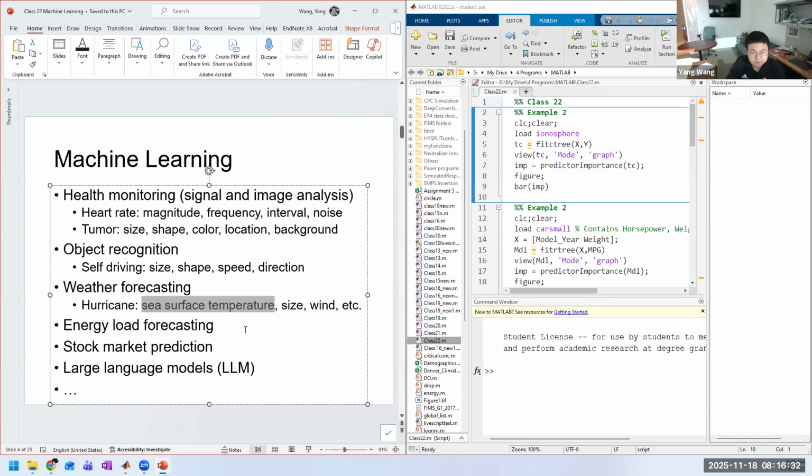Stock market prediction, this is more in the financial realm. Basically, you can analyze all the data that's available on a second-to-second basis.